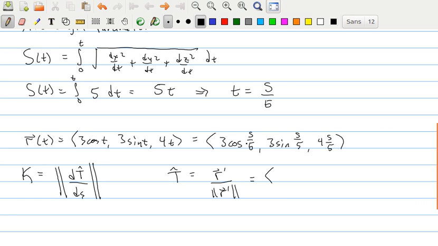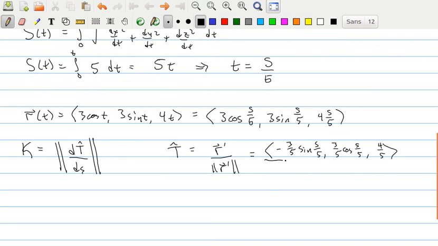So this is giving us, for our r prime, negative 3/5 cosine s over 5, and then, I have those backwards, this is negative 3/5 sine of s over 5. And then the next one, we take the derivative of that, we get 3/5 cosine s over 5. We take the derivative of the last term, and we've got 4/5. Okay, and we're going to divide this by its length.